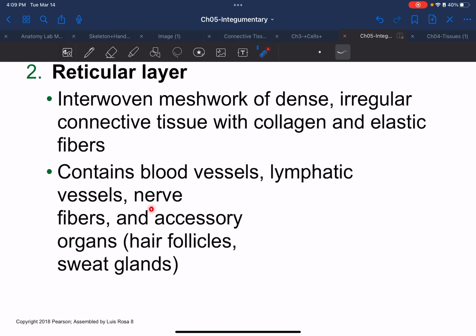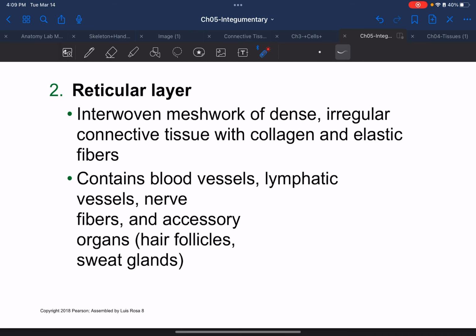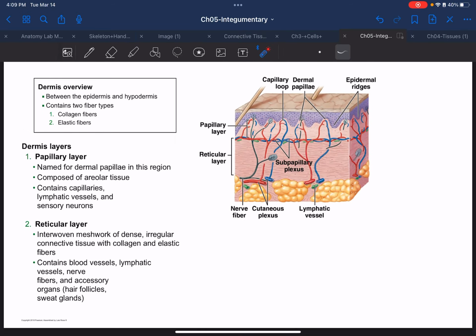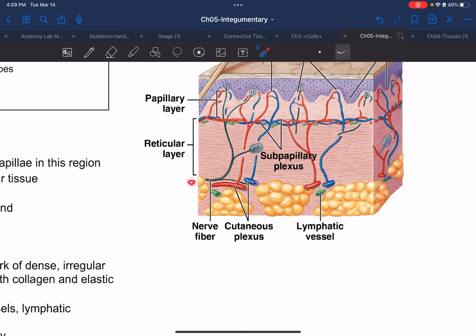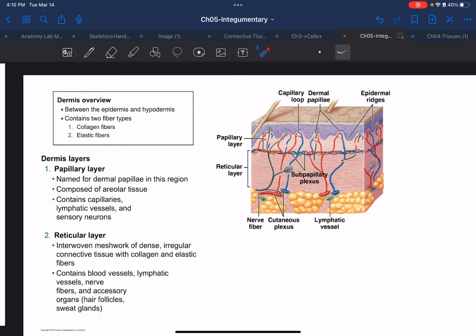And this is where we see a lot of other accessory organs originate, such as follicles or the hair, and also glands. And underneath we have our hypodermis, which contains areolar tissue and adipose tissue.